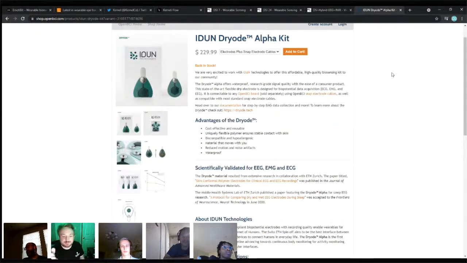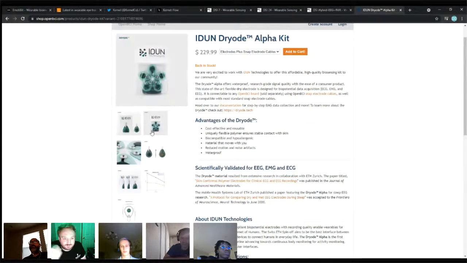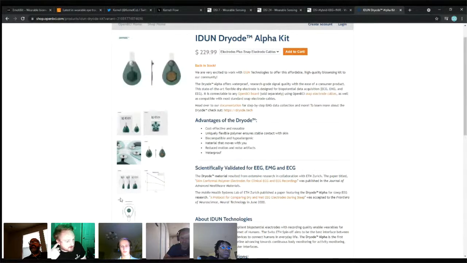Beautiful. So that's great. This thing right here is the Dryode. This is just something that they are selling now, and it exists. And I think it works best on the forehead. I don't see this as working in the middle of the hair. You're going to have to do some more digging to find out about the fact that they're doing these in-ear things. Right.